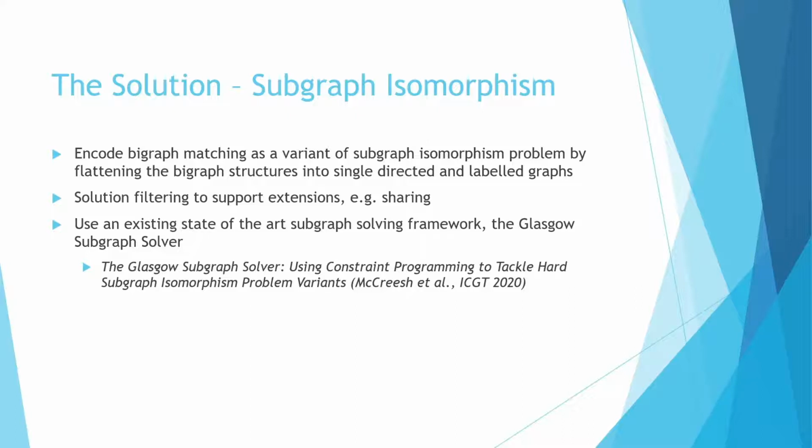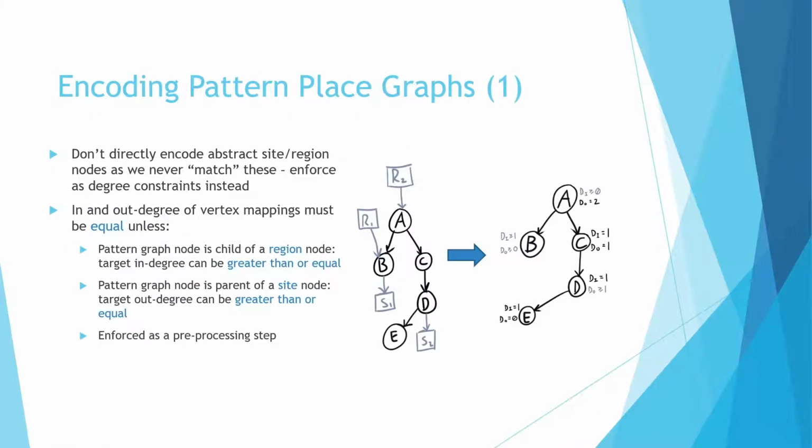And we could also add solution filtering to support further extensions such as the sharing property. And this is what we propose. To do this, we use an existing state-of-the-art subgraph solving framework, the Glasgow Subgraph Solver, which is also developed within the University of Glasgow. So with that out of the way, we now go on to discuss how we actually encode the bigraph structures to be able to be accepted as input by the SIP solver.